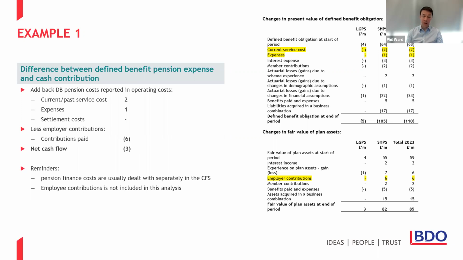Couple of reminders: pension finance costs are usually dealt with separately in the operating section of the cash flow statement. We'll touch on that when we look at interest payable. And employee contributions are not included in this analysis. Sorry, it's the employer contributions that we're dealing with, not employee.